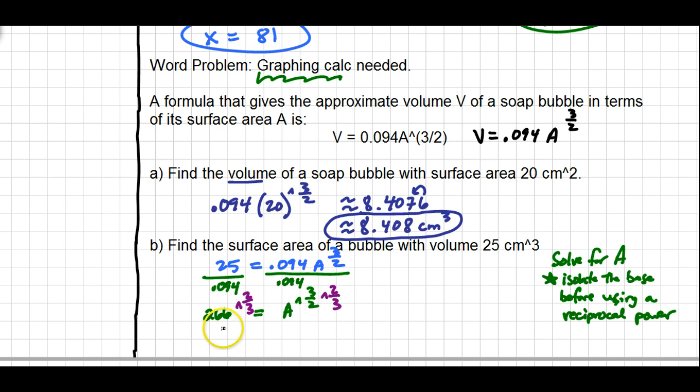And you will be using a graphing calculator to do that. You get about 41 there. Make sure you label it, it's for surface area. So we're going to say 41 centimeters squared.